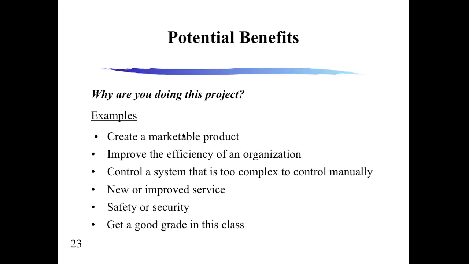You may also think of it this way in terms of potential benefits, and here are some starting points to help you get started thinking about topics. There's no due date on the topic either. You might want to create a marketable product, like a better version of Facebook. You might want to improve the efficiency of an organization. Say you're working at a company and you can make something better by automating something. Controlling a system that is too complex to control manually, an inventory system, a sales reporting system, maybe a new or improved service, safety, security, something. Or maybe get a good grade in class. Maybe that's your objective.